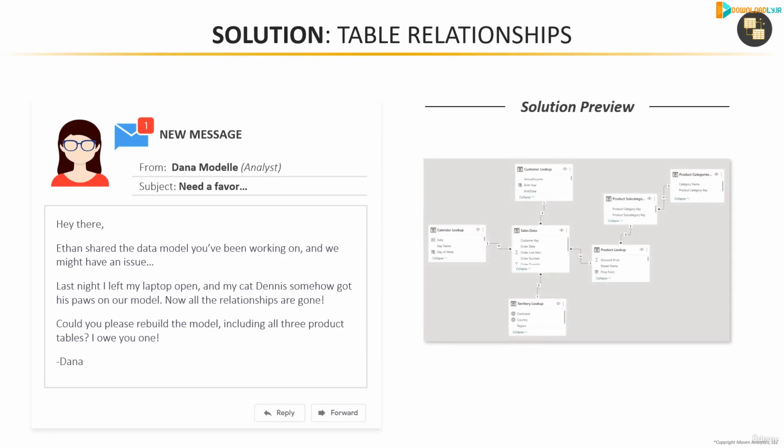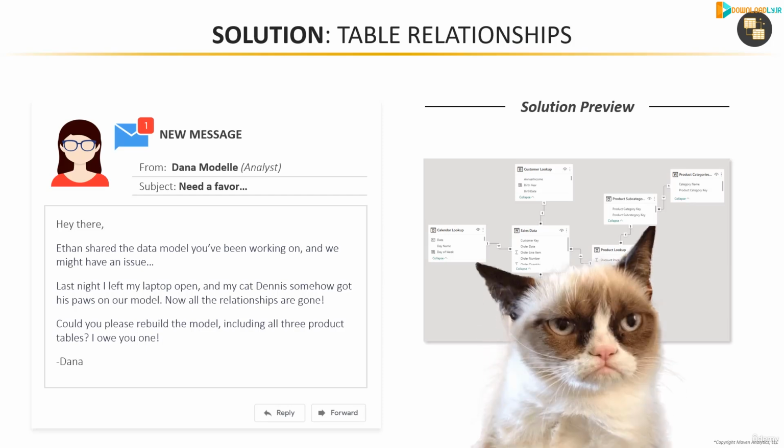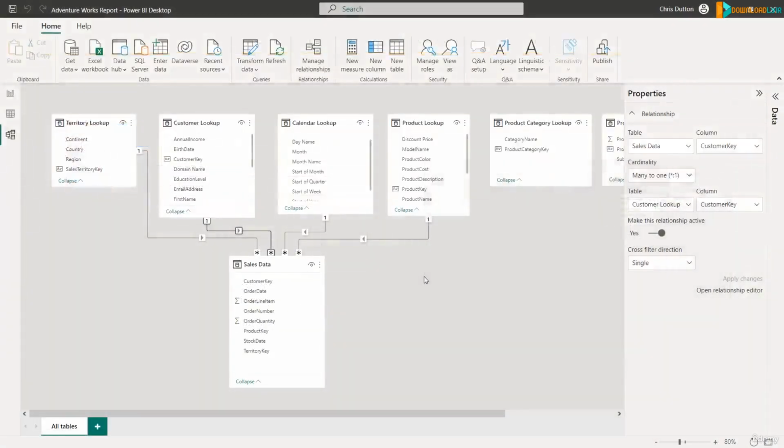So here's a little bit of a solution preview. This is what our model essentially should look like at the end of the day. Don't worry if your tables aren't organized exactly like this, but that should give you a sense of what we're going for here. So let's jump into Power BI and see if we can undo the damage that Dennis did here. Okay, so I'm going to jump into my AdventureWorks report here.